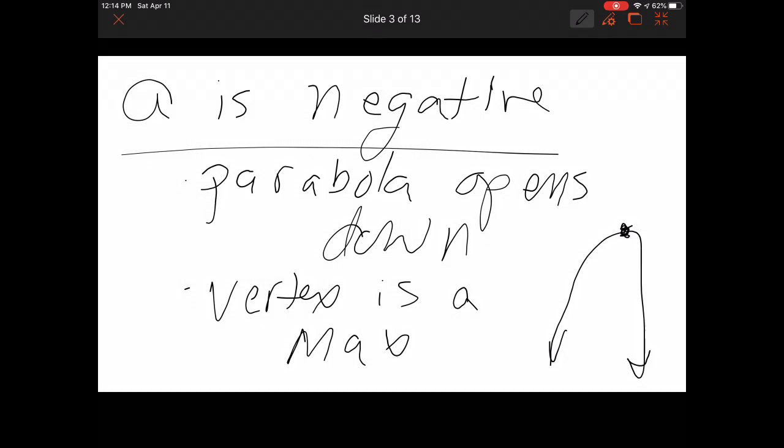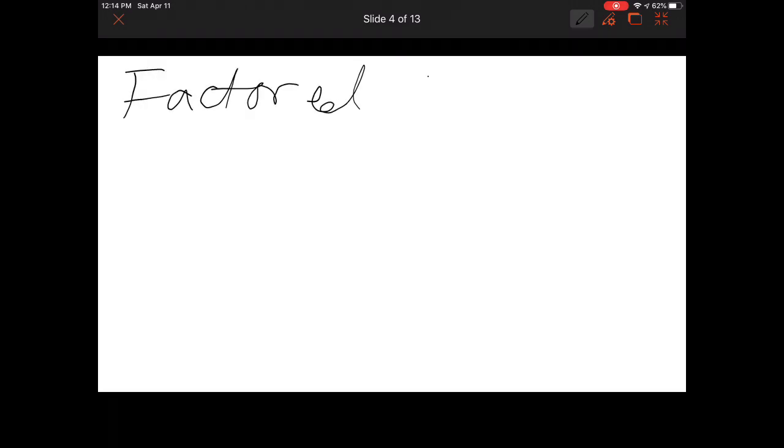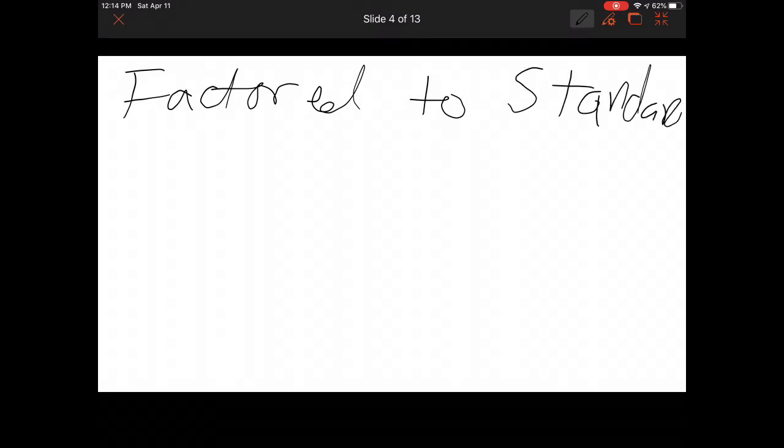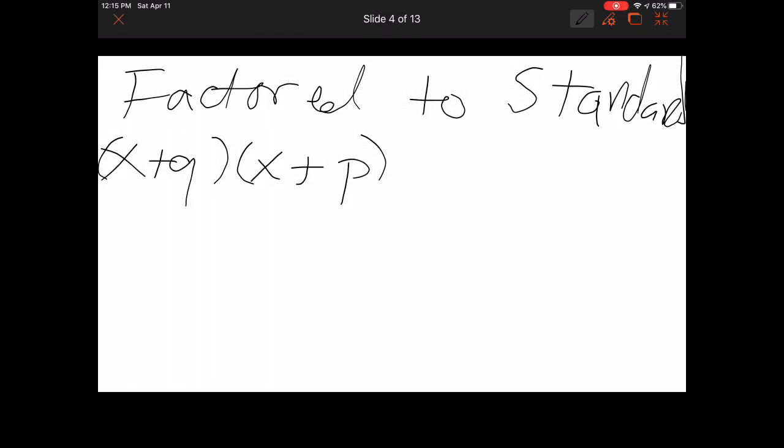All right. Now, what's going to be important is being able to move from factored form to standard form. Almost ran out of room there. So factored form is the form when it's in parentheses already, something like x plus q, x plus p, okay? And then, of course, we know that standard form is ax squared plus bx plus c. So we're going to be able to do that. Again, please excuse this horrible handwriting here.